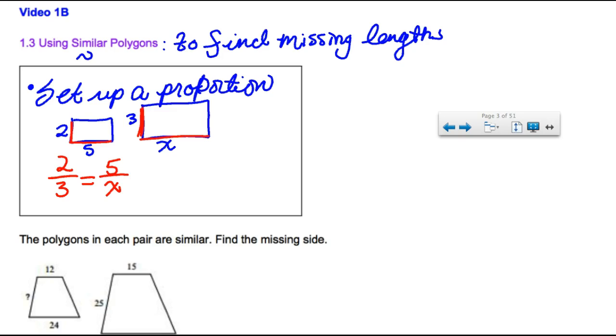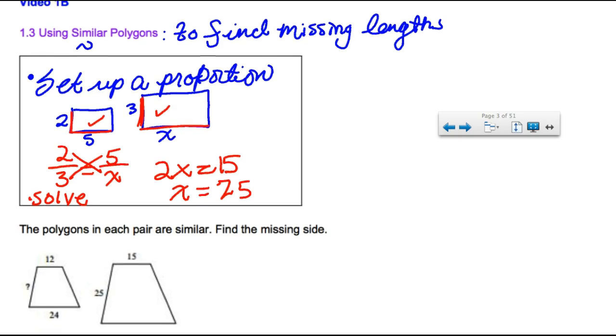And once I set up that proportion, I just solve it using the methods from the last section. I say 2x is equal to 15. So in order for these to be the exact same shape, x would have to equal 15 cut in half, which is 7.5. So we're going to go use that on the next couple of examples.